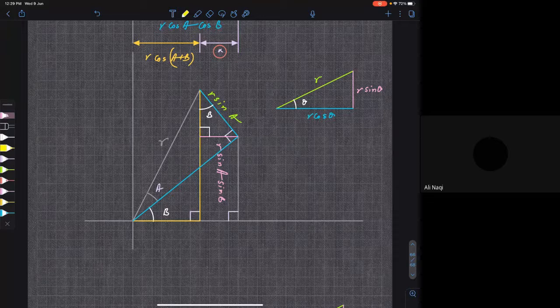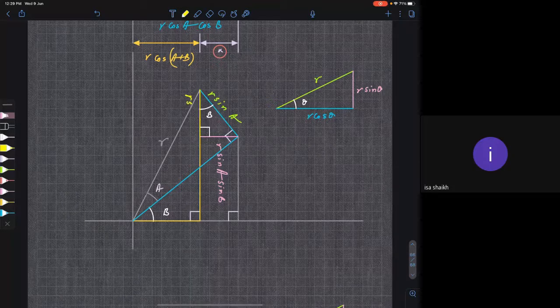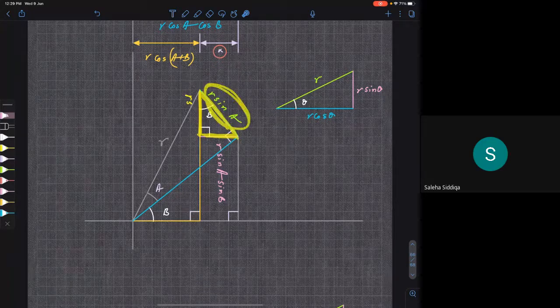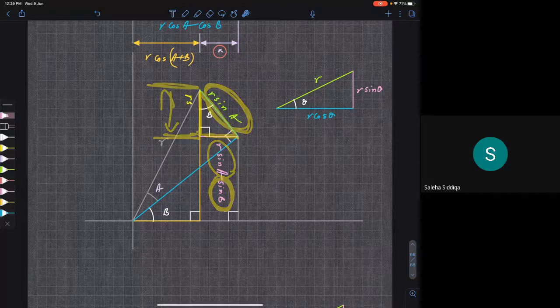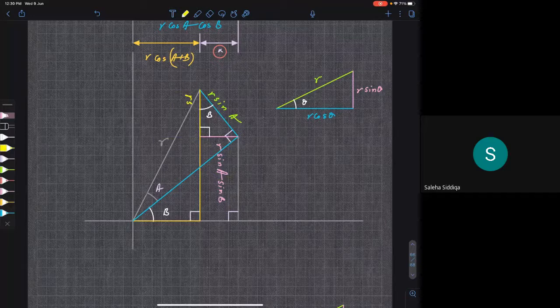Okay. So what will be this side? R sin A cos B. Which side, sir? This yellow side. We need these two sides. This triangle. So the hypotenuse is R sin A. So it is R sin A into sin B. And this side will be R sin A cos B.